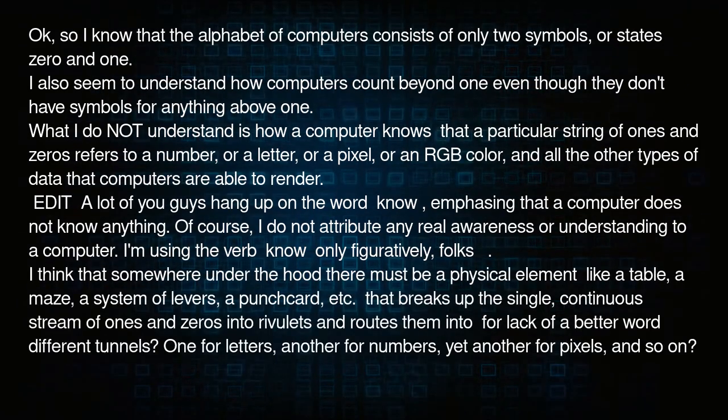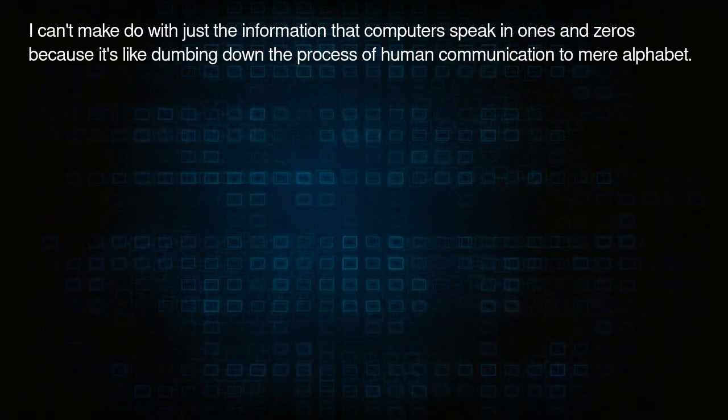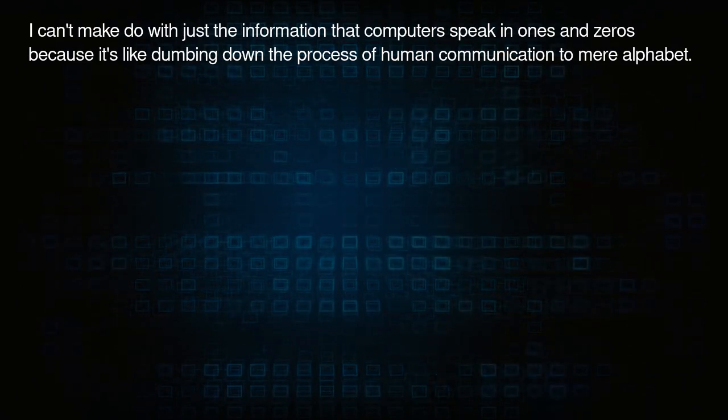I think that somewhere under the hood there must be a physical element like a table, a maze, a system of levers, a punch card, etc., that breaks up the single, continuous stream of ones and zeros into rivulets and routes them into, for lack of a better word, different tunnels? One for letters, another for numbers, yet another for pixels, and so on? I can't make do with just the information that computers speak in ones and zeros because it's like dumbing down the process of human communication to mere alphabet.